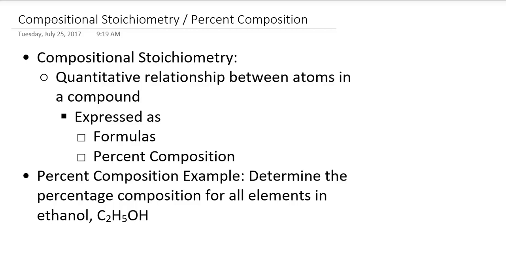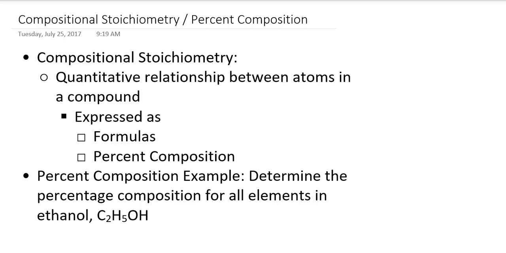Hi, everyone. So again, we're going to be starting our review of Chapter 3, and we're going to be doing it a little bit out of order in terms of the way the book presents it. We're going to be covering compositional stoichiometry first, and then proceeding to reaction stoichiometry towards the latter half of our review of Chapter 3. And essentially, when I refer to compositional stoichiometry, what I mean is the quantitative relationships between atoms when we're considering a chemical compound.